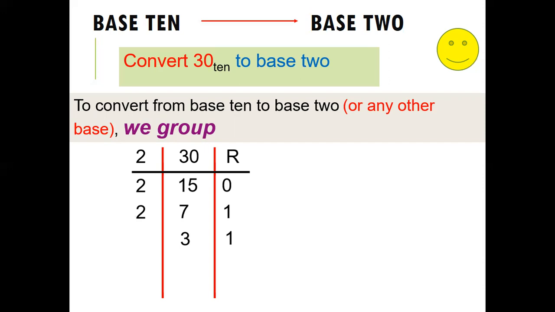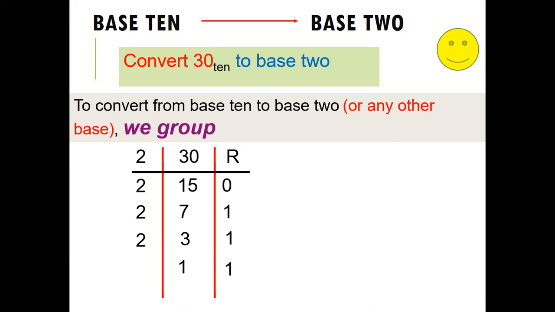Now, let's assume you now have 3 sticks and you want to group those 3 sticks in 2s as well. How many times can you get, how many 2s can you get from those 3 sticks? So let's see, 2 will go in 3 just once, but there's still a remainder of 1. There's still a remainder of 1.